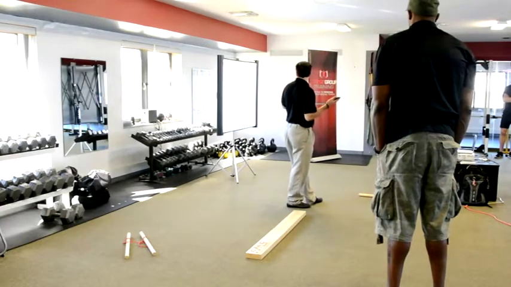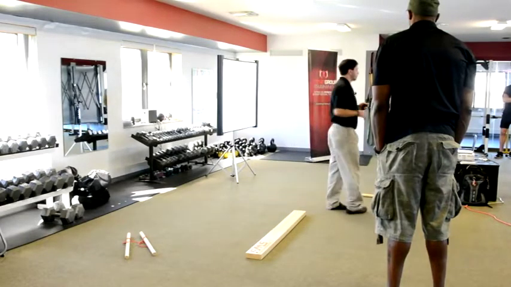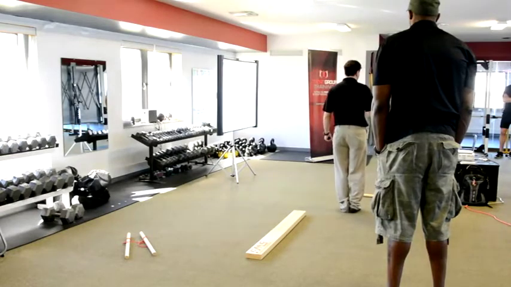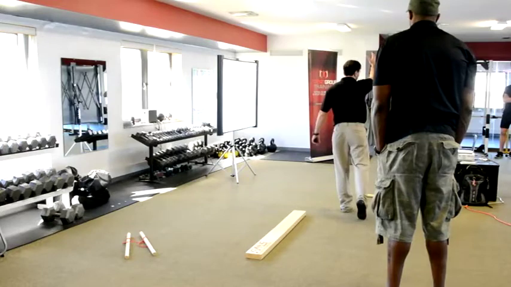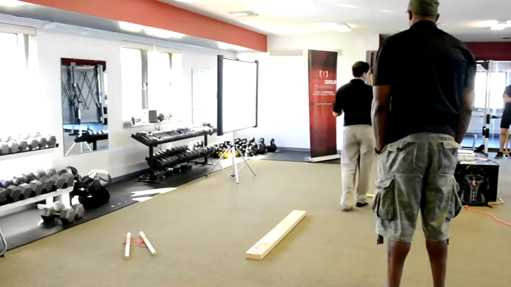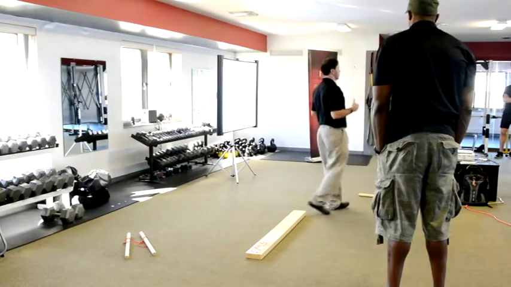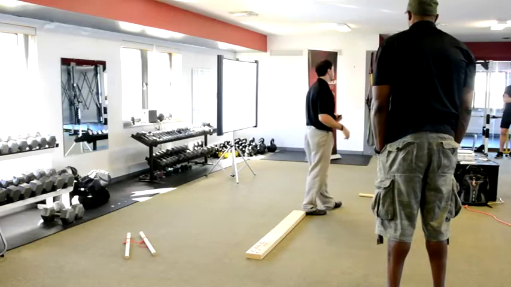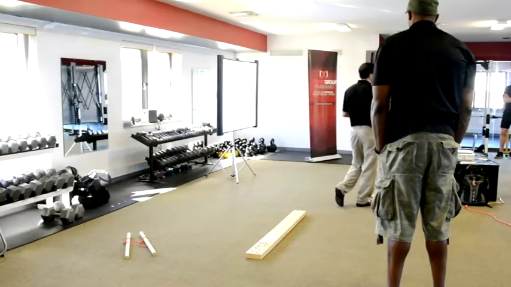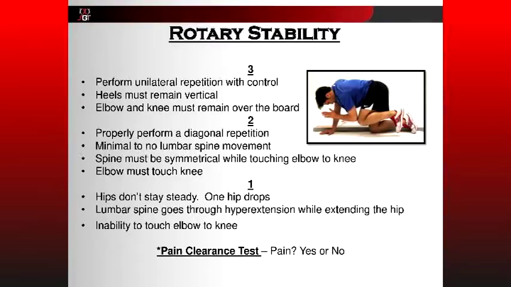Heel vertical, and then under control. So it's got to be smooth and it's got to be together. It can't be like arm, leg, and just going separate. It's got to be fluid, under control, elbow and knee track over top of the board, and that down heel has to remain vertical. Score of a 2. Going through the bullet points here, you have to be able to do the diagonal repetition, not the unilateral, so opposite arm, opposite leg. Minimal to no lumbar spine movement.